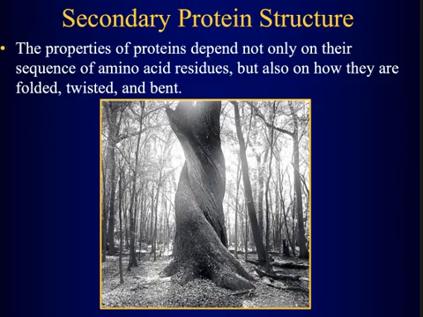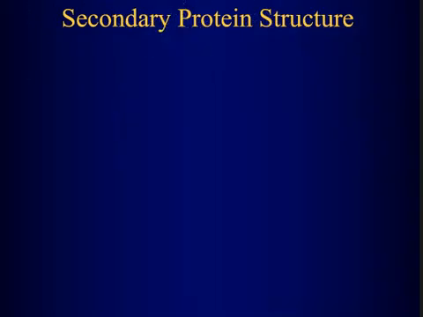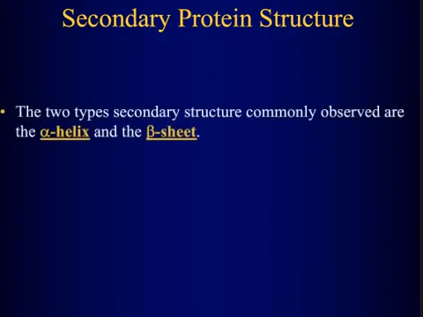Alright, so once we have that primary linear sequence of amino acids, that sequence is going to start interacting with itself. Depending on these interactions, we're going to get our secondary protein structure, based on how the chain folds, twists, or bends. There are 2 types of secondary structures that we are going to be looking at, and these are our alpha helixes and our beta sheets.